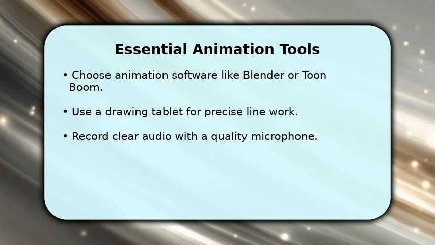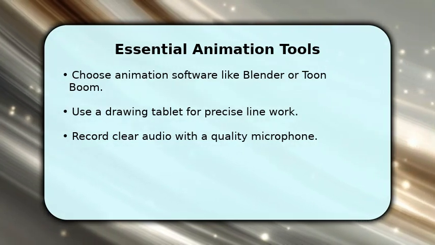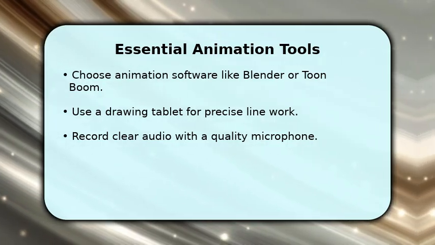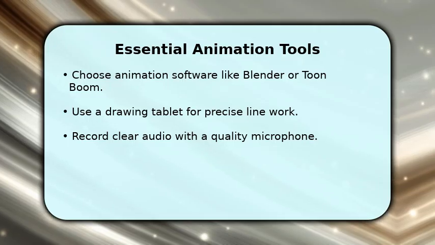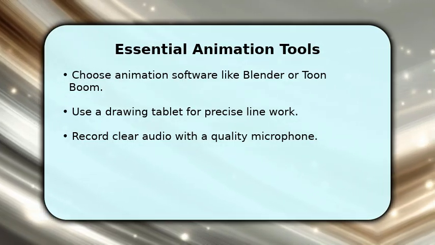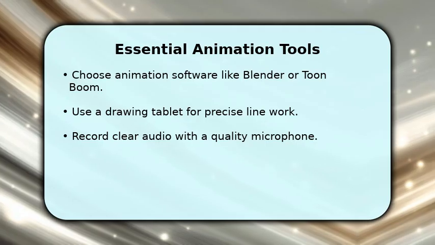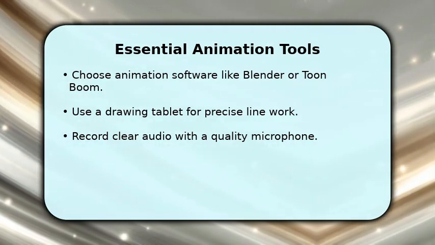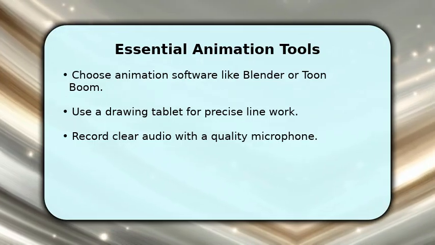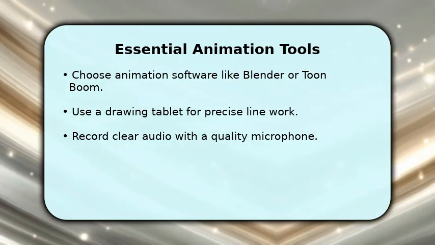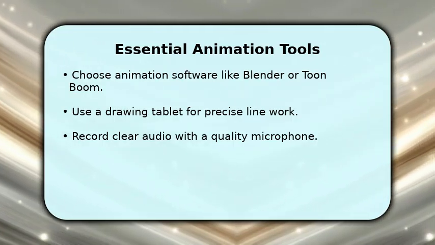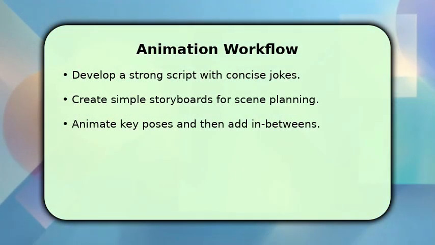To achieve a similar look, selecting the right tools is crucial. Many animators, including those with a style akin to Zack D Films, often use software like Blender or Toon Boom Harmony. A good drawing tablet is essential for creating clean, consistent line art. Don't forget a quality microphone for crisp voiceovers, as audio clarity is paramount for delivering comedic timing effectively in this style of animation. Now, let's walk through the animation process itself.